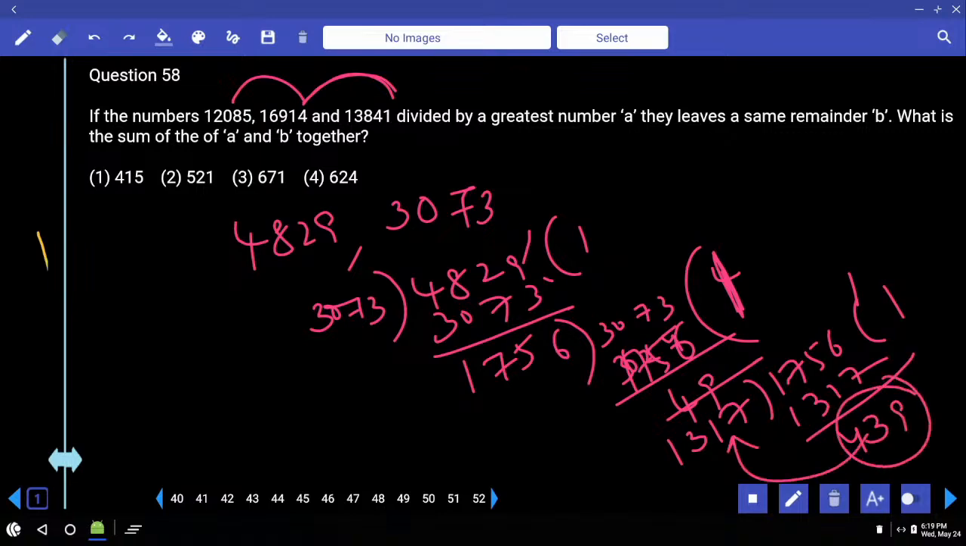439 cancels this exactly 3 times. So our HCF should be 439. That is a number which when divides the given numbers gives same remainder.